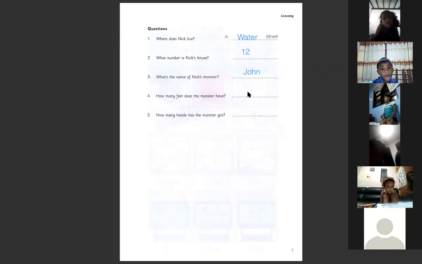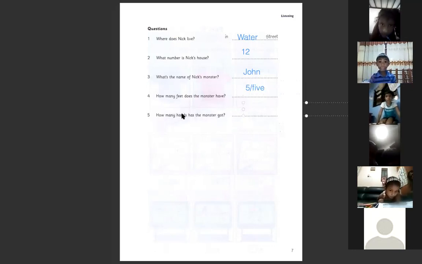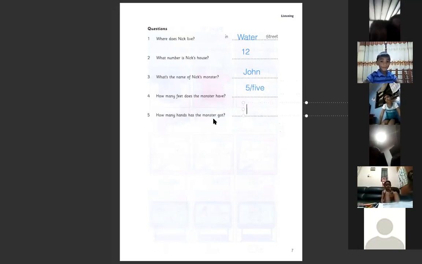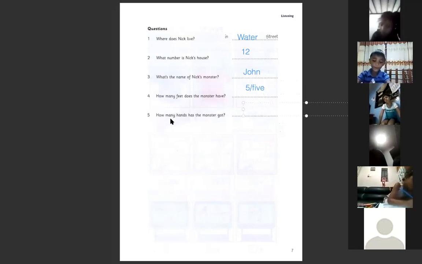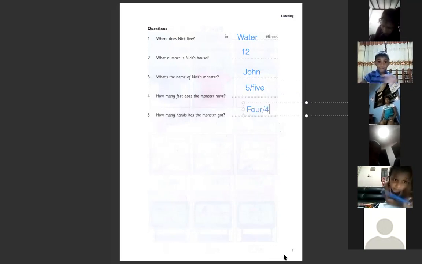4. And how many feet has your monster got? I can't see. How many? 5 red feet. 5. You can write 5 F-I-V-E also, F-I-V-E or number 5. Five. And he's got lots of hands. Yes, he's got 4 hands. Sorry, 4? That's 4. Right. I love my monster.